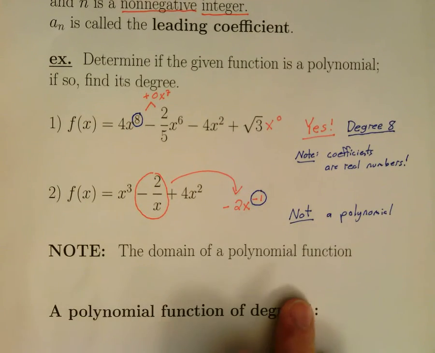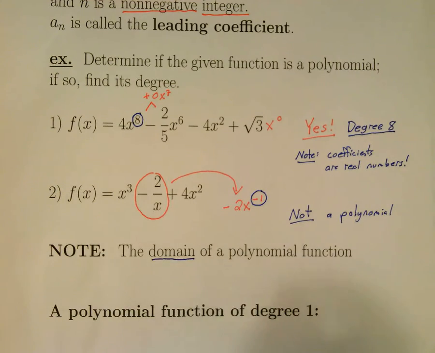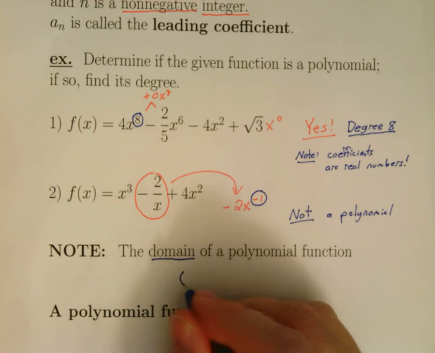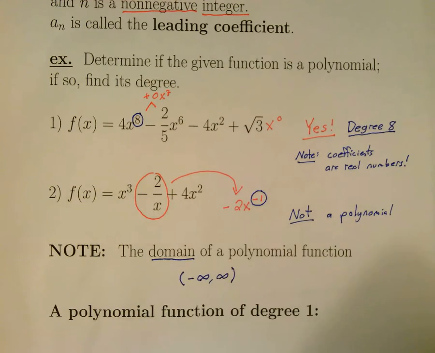Note the domain of a polynomial function. Remember, the word domain simply means what can I put into the function? And the answer is I can put anything in there. So the actual domain is -infinity to infinity, or all real numbers.